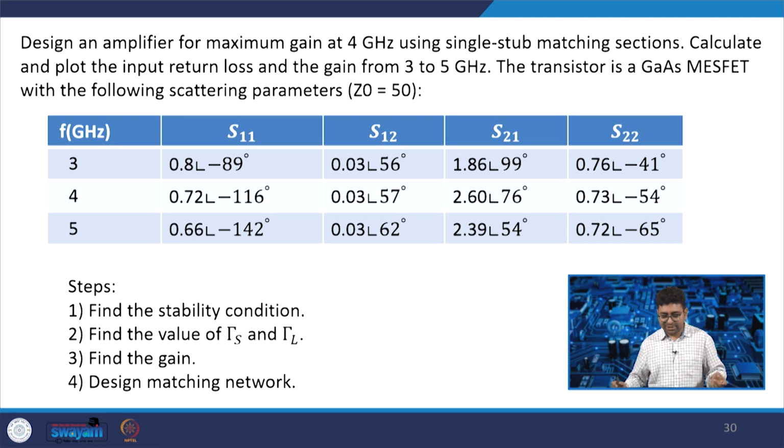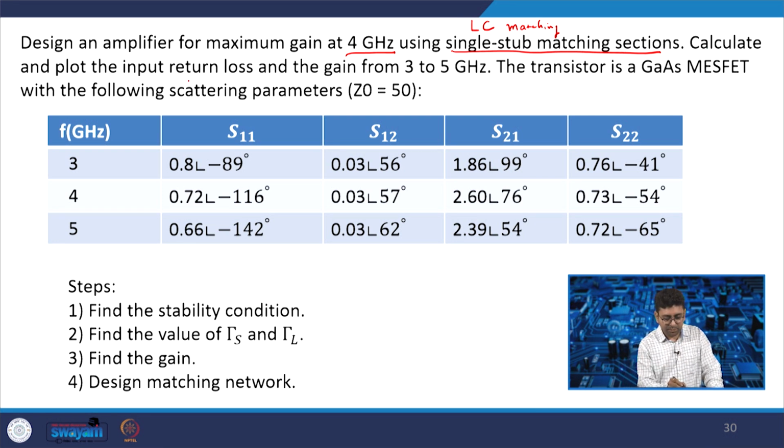So, let us take one example, so that everything will be clear to all of you. Design an amplifier for maximum gain at 4 gigahertz. You can use a single stub matching, or you can use an LC matching that we have discussed while discussing the impedance matching.